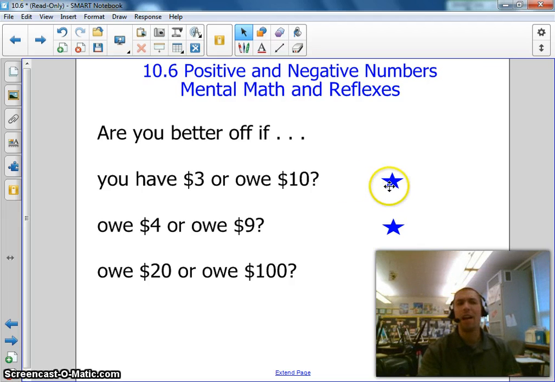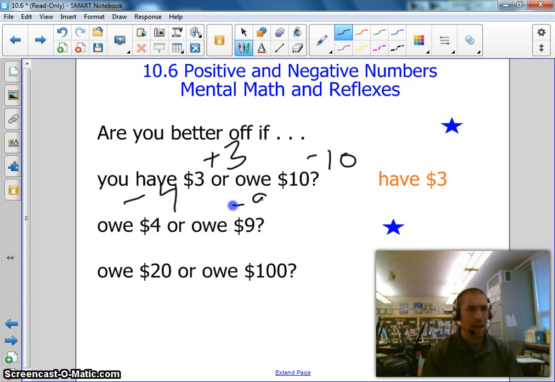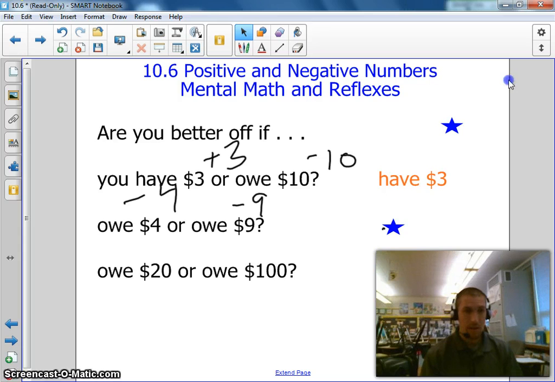If you'd rather have $3 or owe $10, well, you'd rather have $3. You'd rather have a positive $3 than owe $10, a negative $10. Would you rather owe $4, which would be the same as negative 4, or owe $9? It's better to have negative $4 than to have negative 9. Even though 9 is usually a larger number, you'd rather owe 4 than owe 9.